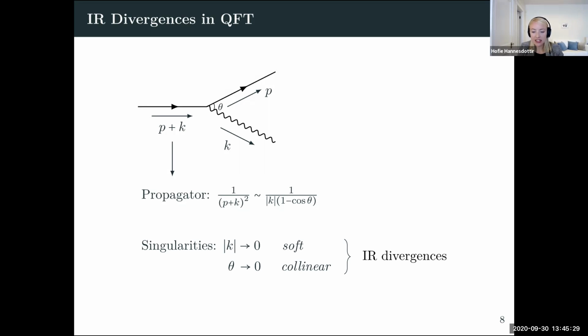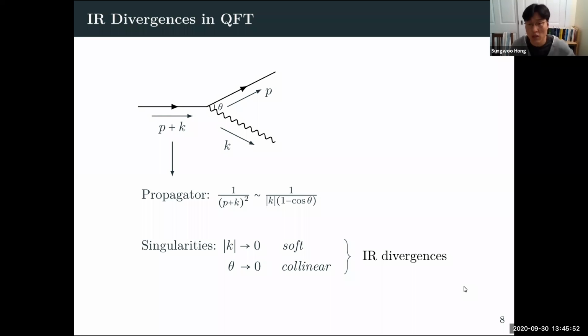So the singularities can occur both when the photon momentum goes to 0, which we call a soft singularity, or if actually both particles are massless here, we can have a singularity when the angle between the two goes to 0. And that's what we call a collinear divergence. And I'm going to be referring to either of these as an IR divergence.